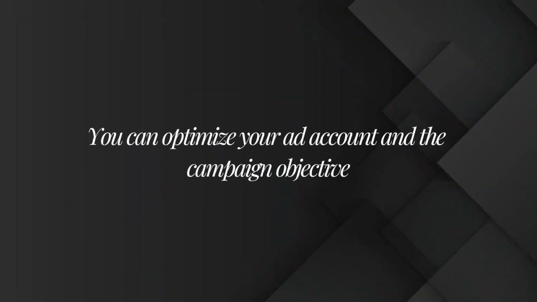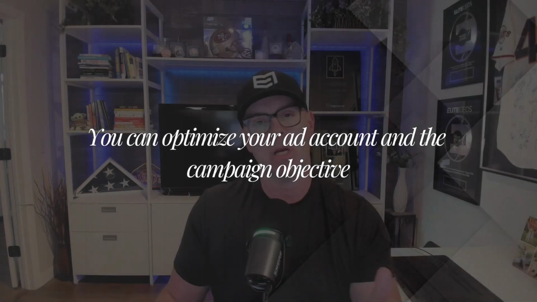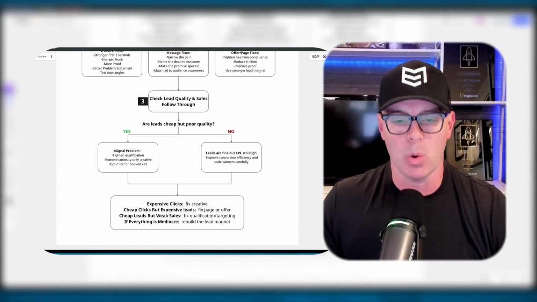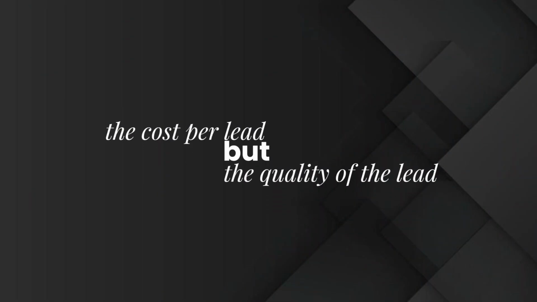Now, here's the thing. It's an opt-in page. It's meant to generate leads, but because you have a lot of book call data, you can optimize your ad account and the campaign objective to run for a scheduled book call instead of a lead objective. So your leads might be a little bit more expensive, but what that ultimately is going to do is raise the bar with quality. Remember, don't always be so focused on the cost per lead, but focus on the quality of the lead.